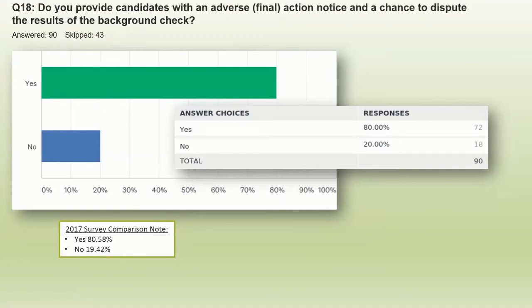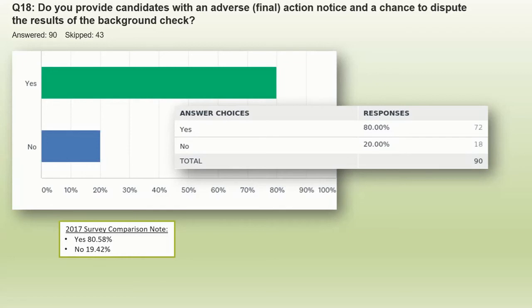So let's jump to question 18. Do you provide candidates with an adverse action? This would be the final notice. This would be in an employment context. This is the notification that goes out after the candidates had a period of time to review the results and file a dispute, and a bunch of other things that take place.